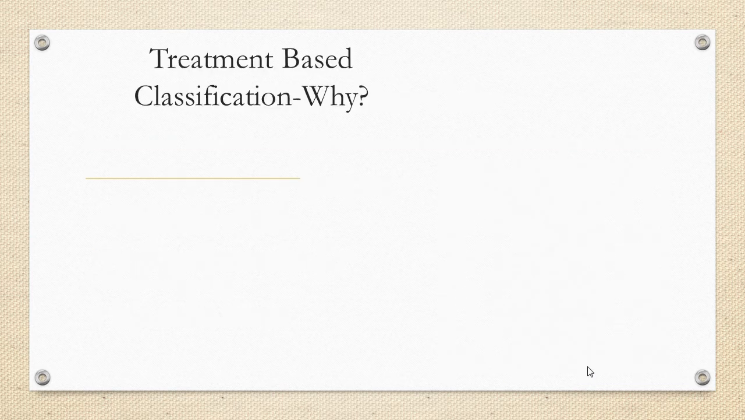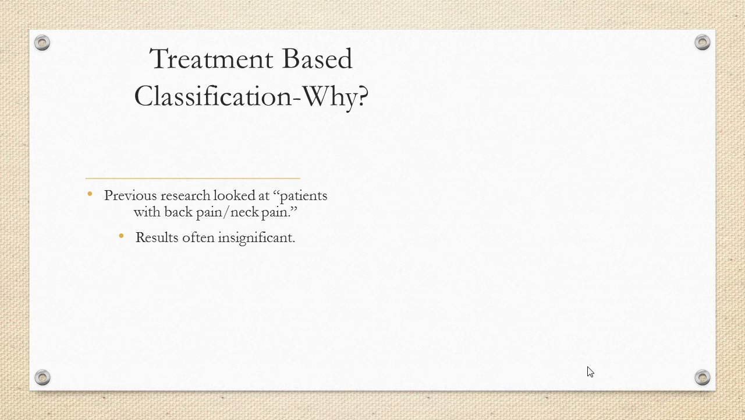So why do we look at treatment-based classification? Well, for the most part, previous research over the years has primarily looked at patients with back pain or patients with neck pain. And in these two specific regions, we found out that neck pain or back pain are not a particular homogeneous diagnosis. Within each one, there's multiple diagnoses or multiple problems that can occur. So since they were initially looked at as lumped into one group, the results were not very significant.